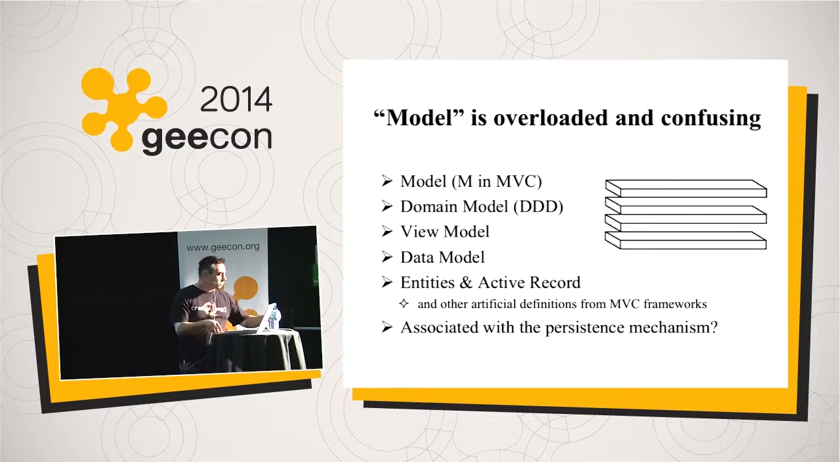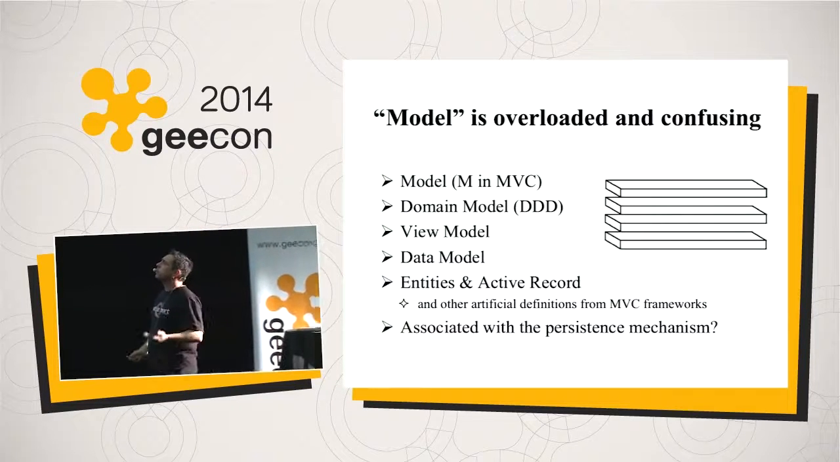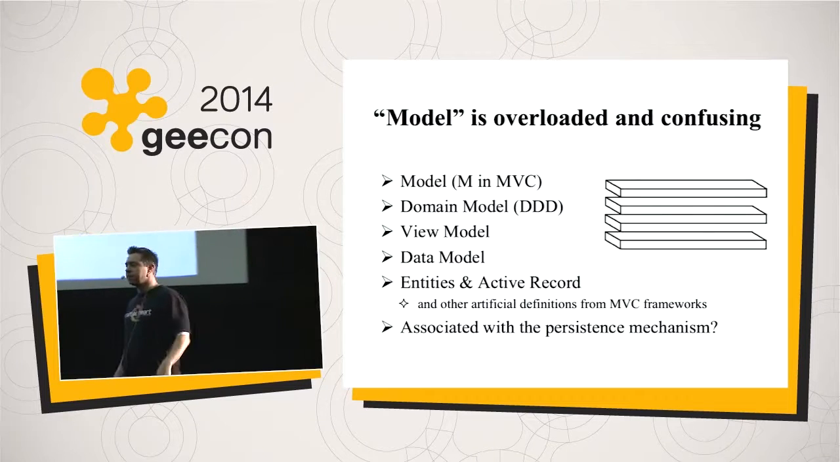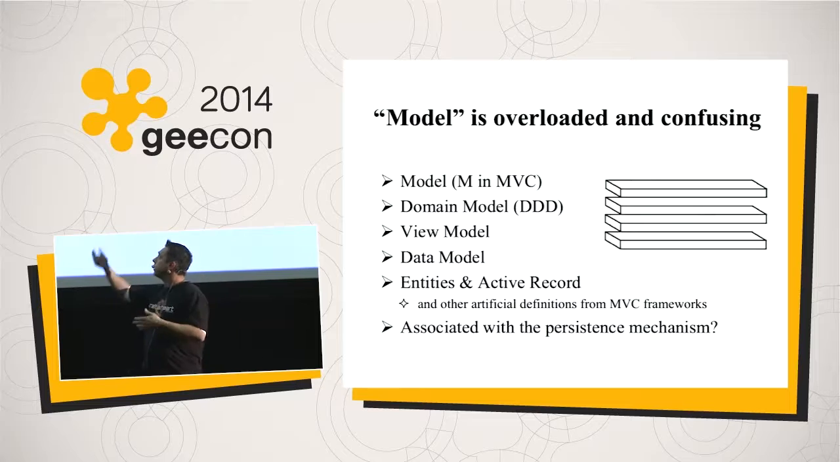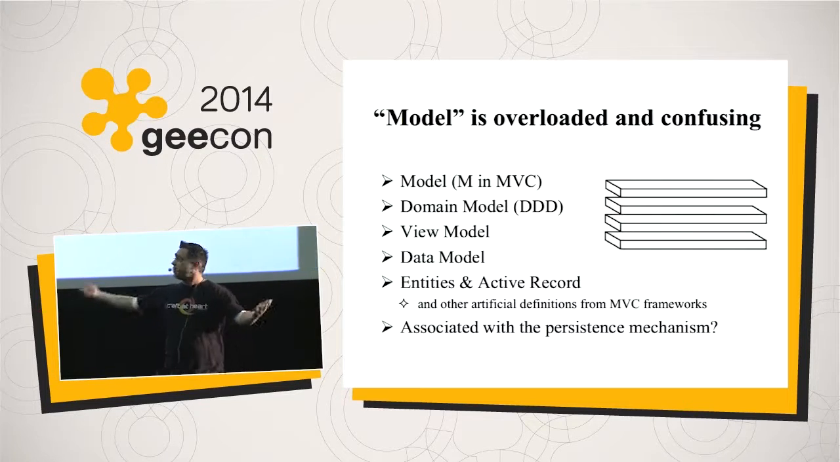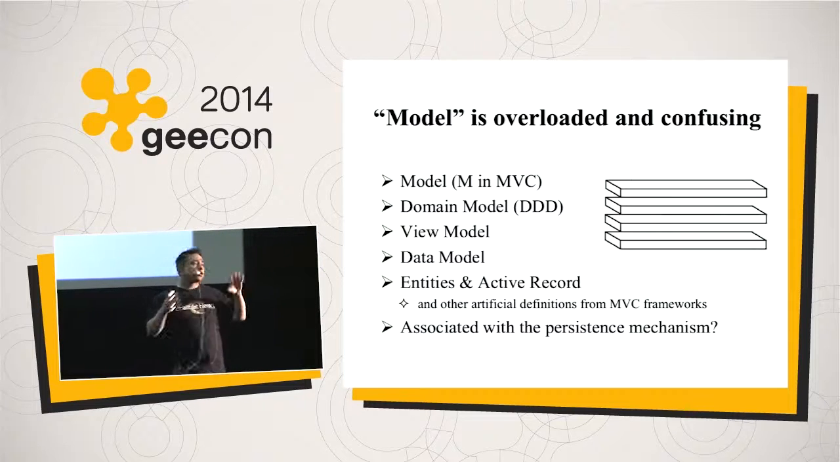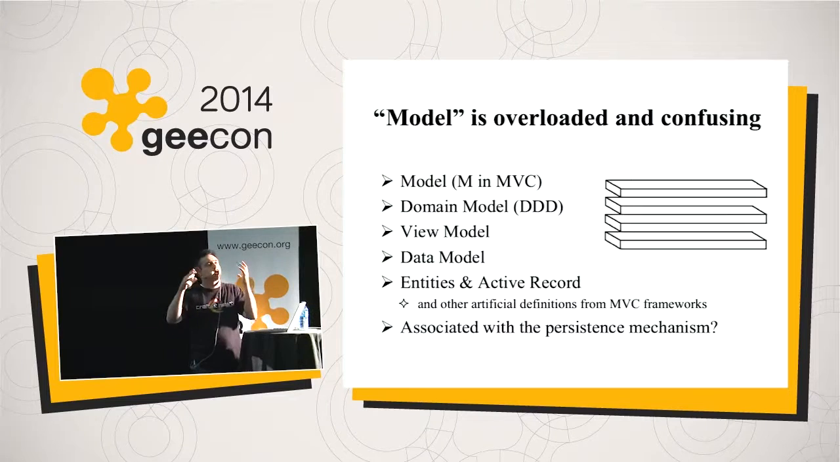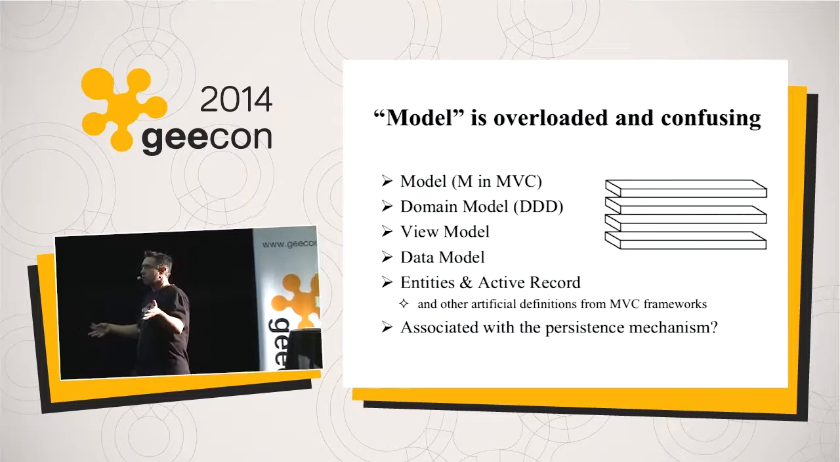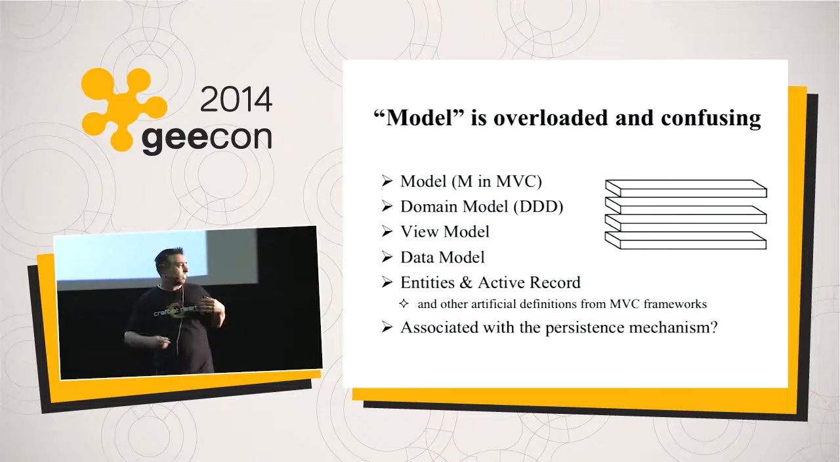So what is model? Are we talking about the model in MVC, and then each MVC framework defines whatever they want? Are we talking about domain-driven design or domain model in DDD? Are we talking about view model, data model, entities, all this sort of stuff? Normally every time that people talk about model, they talk about some sort of persistence, right? I don't like that personally.